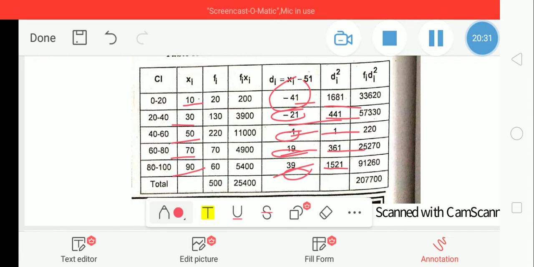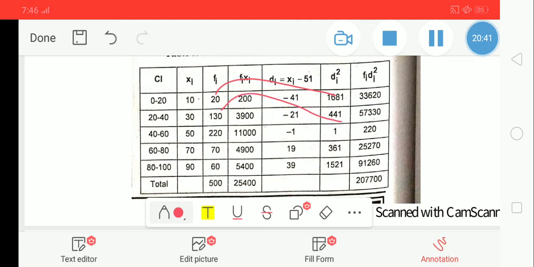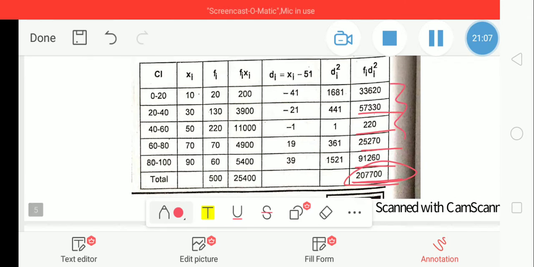Now multiply by fi, that is fi multiplied by di square. So 20 multiplied by 1681. Here also the same, multiply by these and these. So they give these values: 33,620, 37,330, 220, 25,000, 270, 91,260. The sum of all of these is 207700.